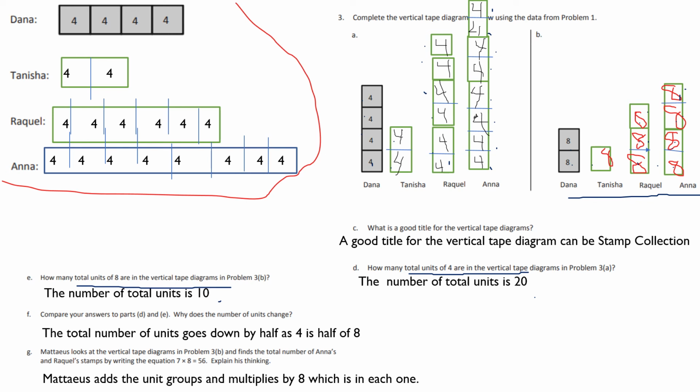And then for this final question, Mateus looks at the vertical tape diagram in 3B and finds the total number of Anna's and Raquel's stamps by writing the equation 7 times 8. Explain his thinking. So I said Mateus adds the unit groups and multiplies by 8, which is in each one. So look, we have 1, 2, 3, 4, 5, 6, 7. And we know 7 times 8 equals 56.